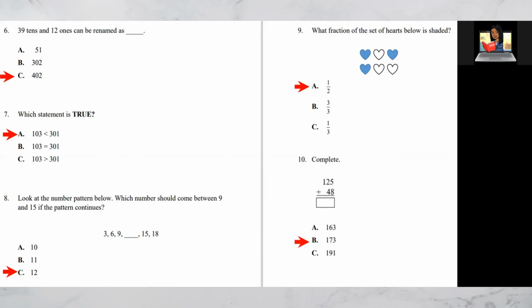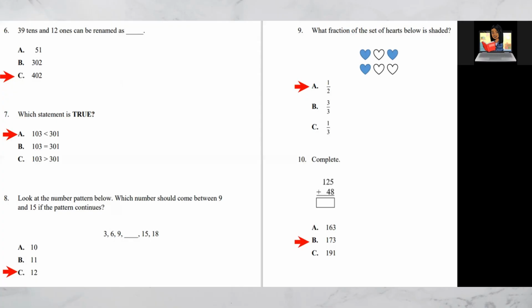Let's go to question 9. What fraction of the set of hearts below is shaded? So we have 6 hearts, but only 3 of them are shaded blue. 3 over 6. But you have to remember now that you have to work with the options that are there. So the equivalent fraction for 3/6 is a half. All right? So a half of the hearts are shaded blue.